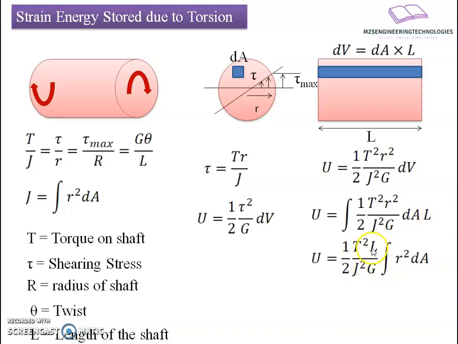I will rewrite this equation in a rearranged format. It will be 1/2 of T square L divided by J square into G, integration of R square dA. Now we know that the integration of R square dA is the polar moment of inertia, so I will put the J value here. One power of J will get cancelled, and we have 1/2 T square L divided by J into G. All these constants come outside, and this product defines the amount of energy stored by the body under the torsional effect.